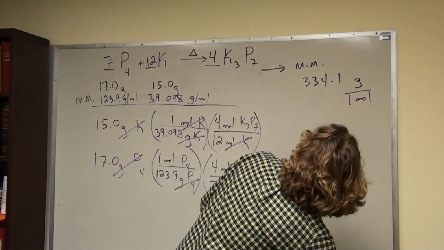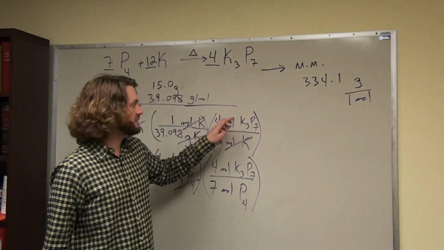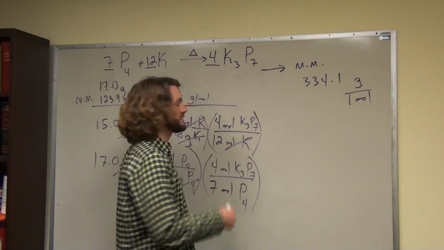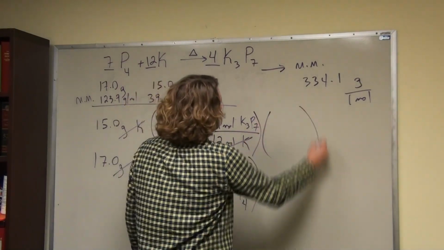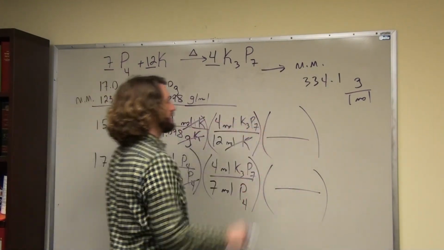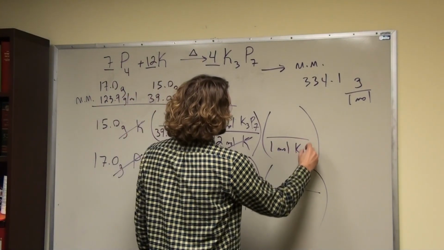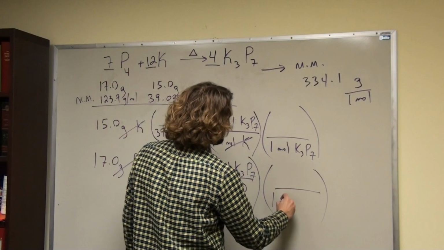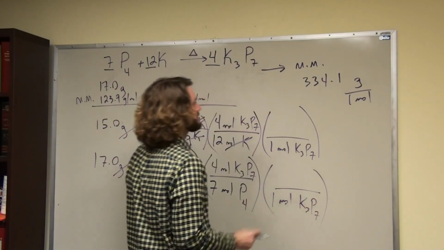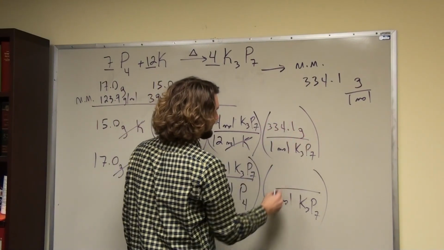So now we can use that as our conversion factor to go from moles of K3P7 to grams, just by doing what we've done for dimensional analysis and canceling out units. So we'll set up our 2 brackets for each of the reagents separately. Okay, so I know that for every 1 mole of K3P7, I'm going to do them simultaneously, there's going to be 334.1 gram of K3P7.